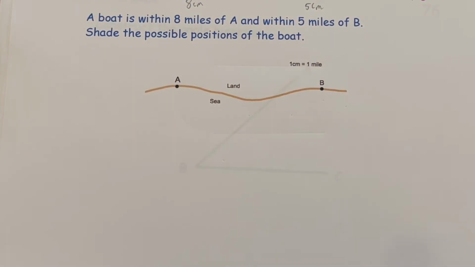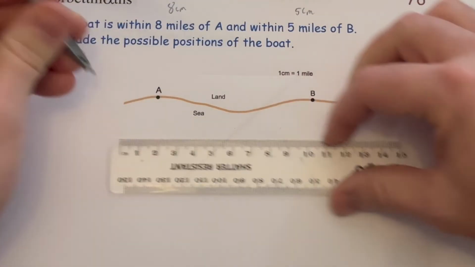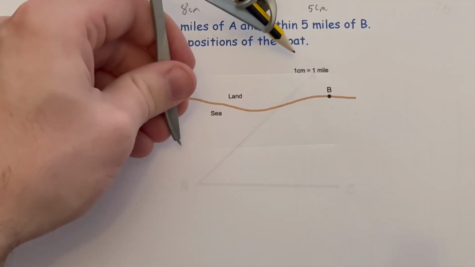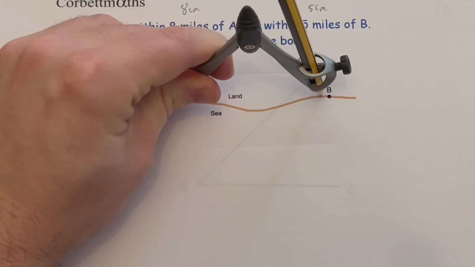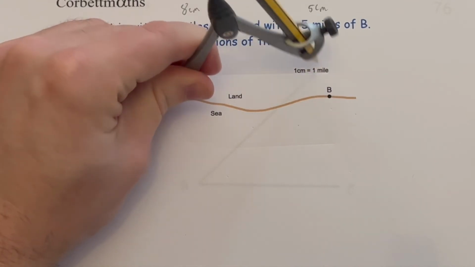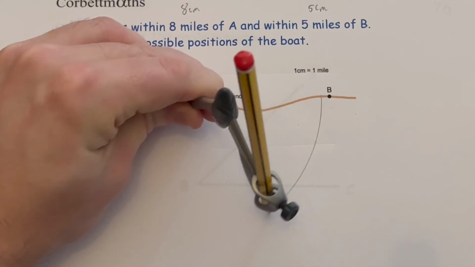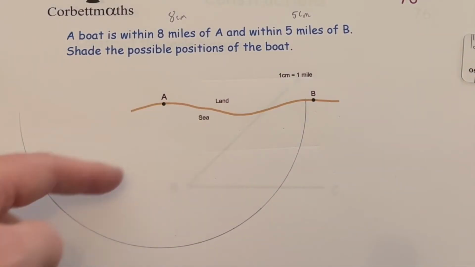So what we're going to do is we're going to get our compass and our pencil, and we're going to measure 8 centimetres. So that's 8 centimetres, which is 8 miles in real life, but on this map, it's 1 centimetre is 1 mile. And we're going to put that on the point A, and we're going to put it over here to where the land is. We're not going to do the land. We're going to go to where the land and the sea meet, and we're going to do an arc, like so. Now, because the boat's within 8 miles of A, it means the boat's in here somewhere.